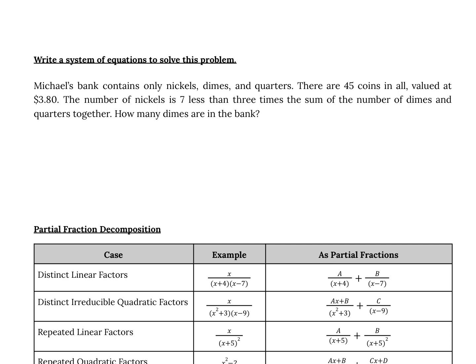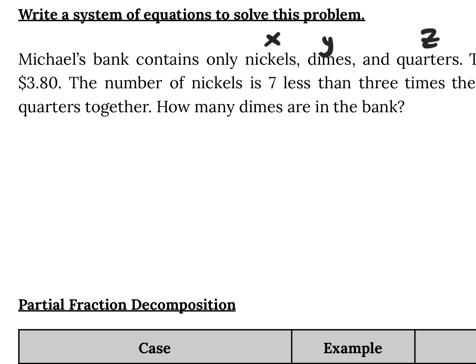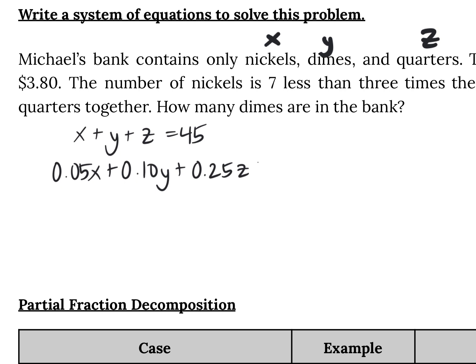So let's go ahead and define some variables here. I'm just going to call nickels X, dimes Y, and quarters Z. If I have 45 coins in total, that means my first equation is just going to be X plus Y plus Z is equal to 45. Now those 45 coins total up to give me $3.80. So I need to assign some value to what those X's, Y's, and Z's are. So that would be 0.05X plus 0.10Y plus 0.25Z, and that's going to be equal to my cost of $3.80.